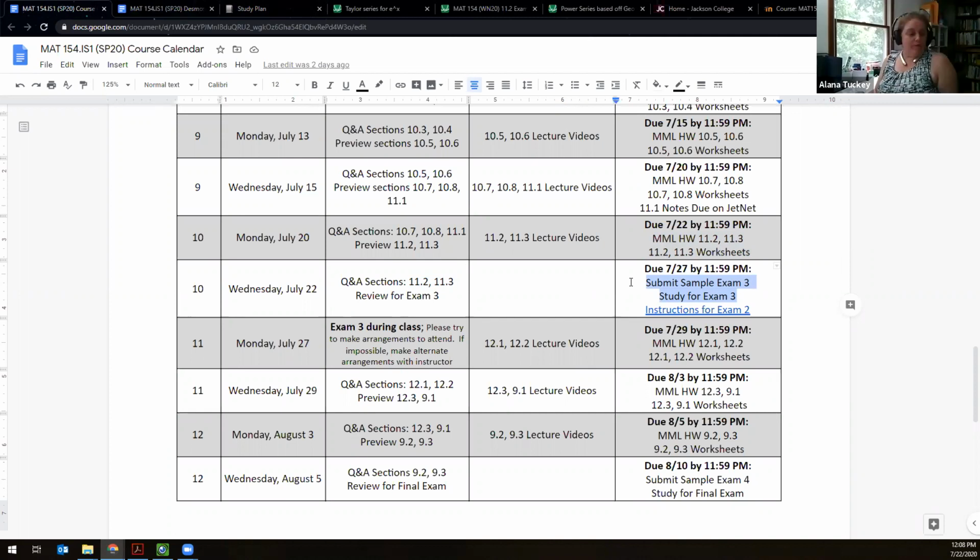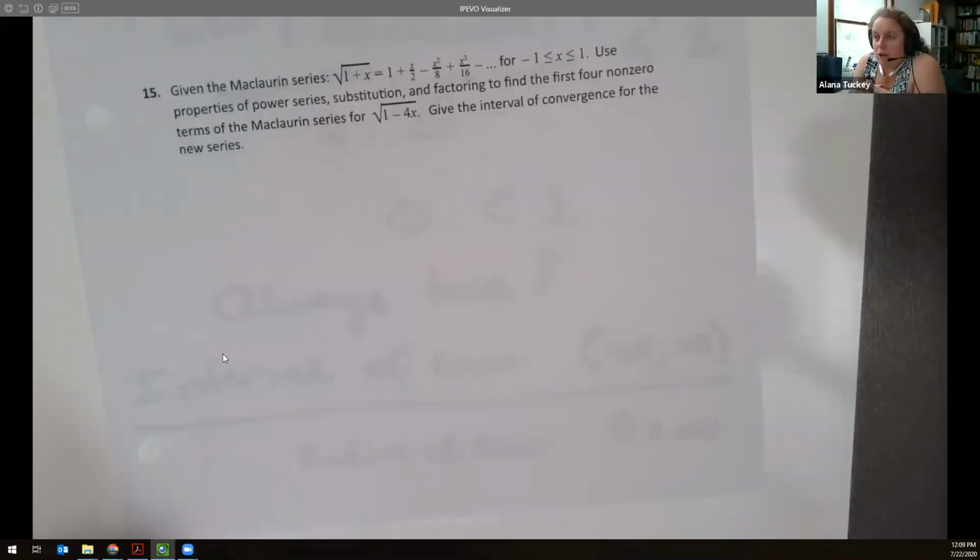All right, if we're good there, I will work on 15, which is a Maclaurin series. If I can find 15. All right, going back to the screen. Okay, so given the Maclaurin series, use the properties of the power series, substitution, and factoring to find the first non-zero terms of the Maclaurin series. Give the interval of convergence for the new series.